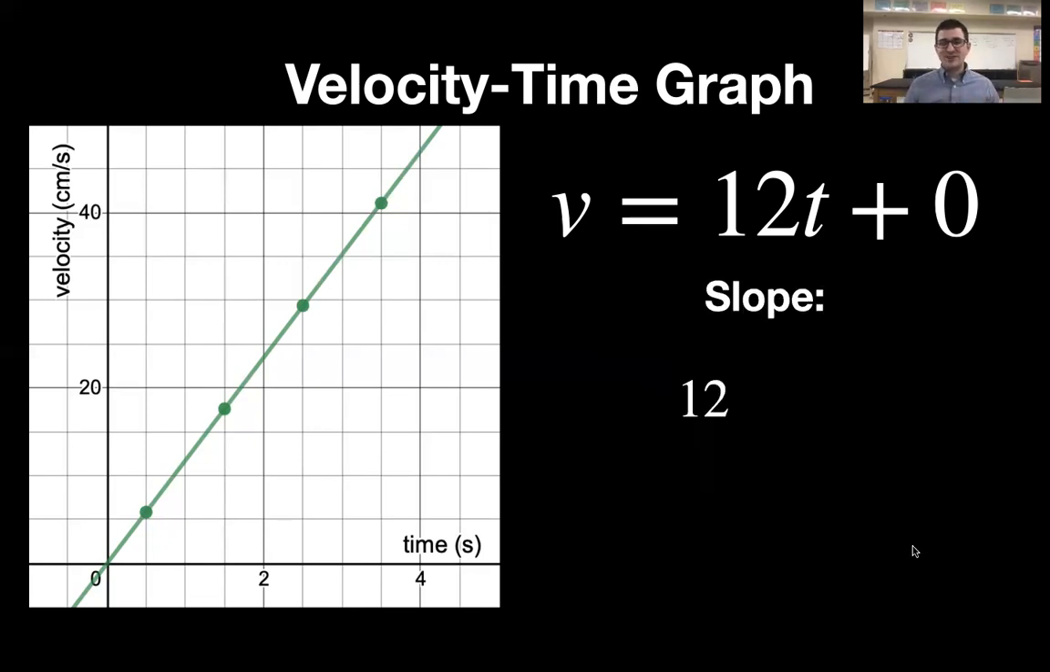Now, the more interesting thing is the slope. Notice that I have a slope value of 12, but sometimes it's hard to figure out what the slope means unless we look at the units. To look at the units of the slope, we calculate slope by doing rise over run. My rise is centimeters per second, and my run is seconds. So the units of my slope are going to be centimeters per second divided by seconds.